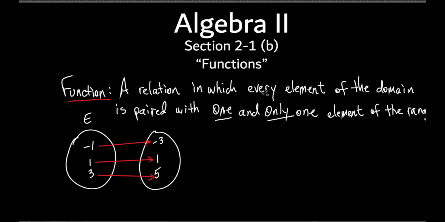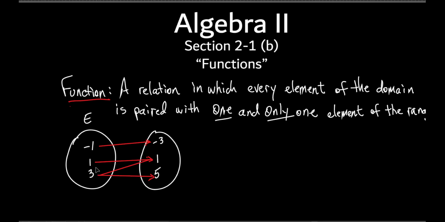All right, it says it's a relation in which every element of the domain is paired with one and only one element of the range. Is that happening here? Yeah. This is only paired with one number, this is only paired with one number, okay? If it was not a function, then this would be paired with two numbers. Do you see that? So this would be not a function. The first thing I wrote would be a function.